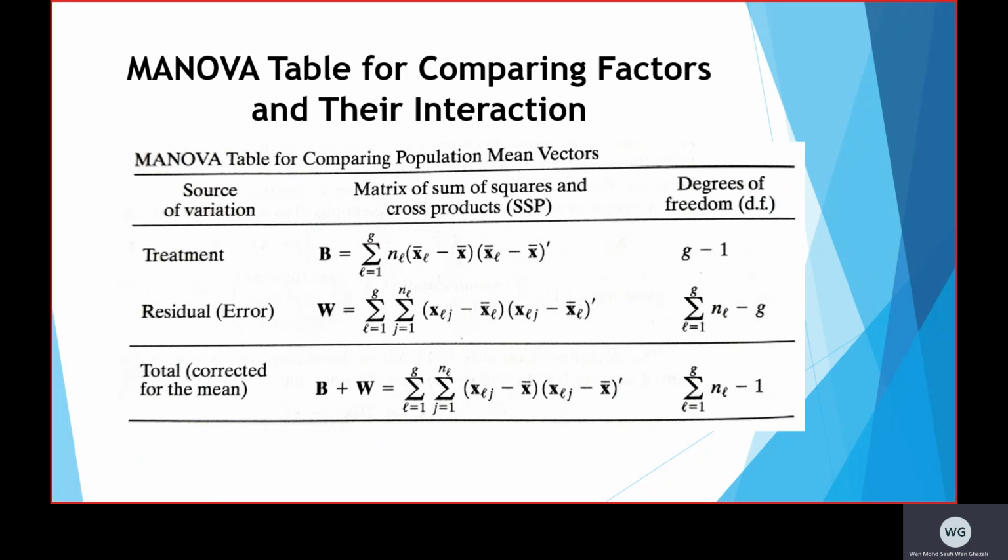This one is the MANOVA table for comparing factors and their interaction. So we can find SS treatment, SS residual, and SS total. And we can find the degrees of freedom: G minus 1, where G is the number of groups in the study, and we minus by 1. The degrees of freedom for residual is sum of n_l minus G, and the degrees of freedom for total is sum of n_l minus 1.